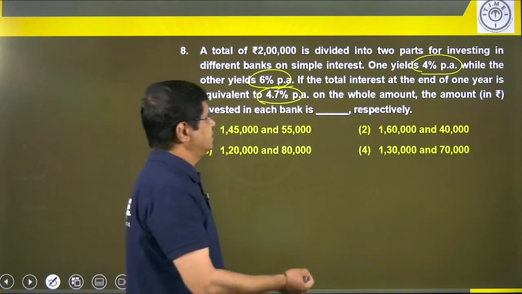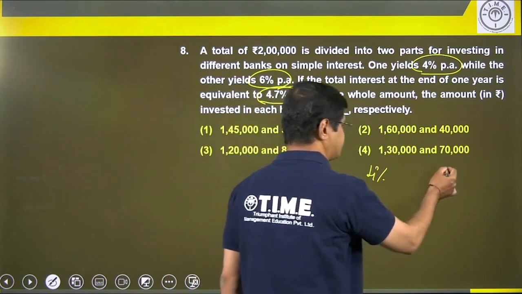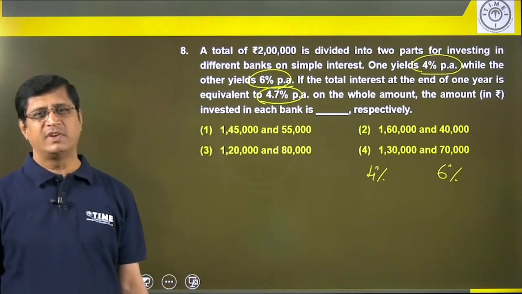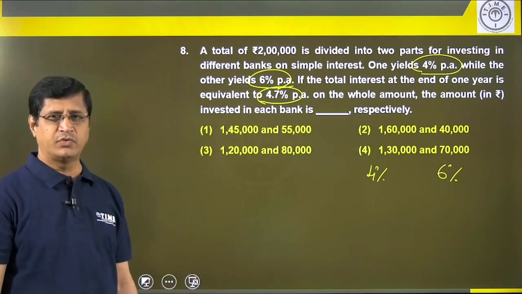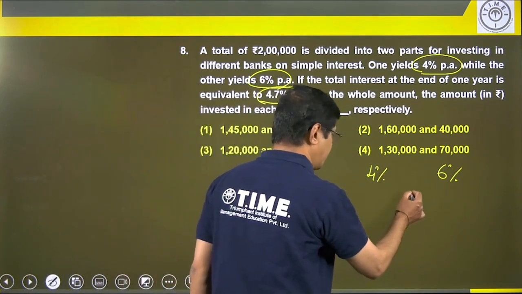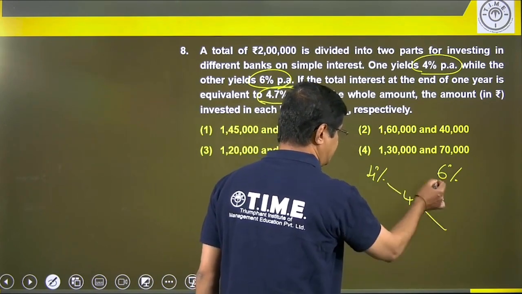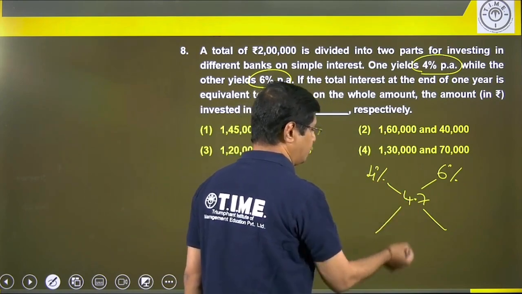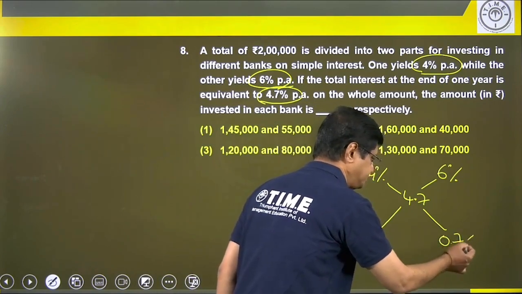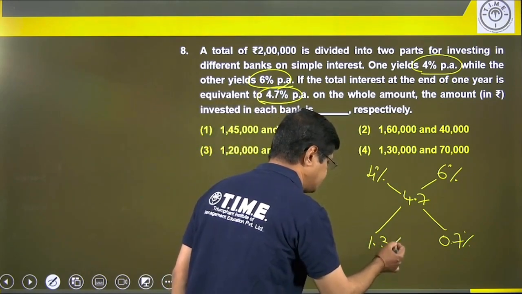Now one bank is charging interest of 4%, the other bank 6%. Dear students, if you answer this question by using the allegation concept, you will get it very easily. So 4% and 6%. So what is the mean here? Mean is equal to 4.7%. Just observe the difference. 4 and 4.7, the difference is 0.7%. 6 and 4.7, the difference is 1.3%.